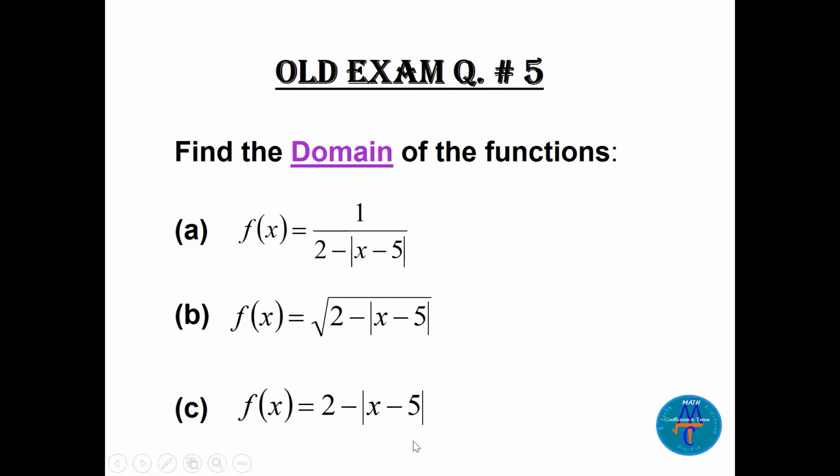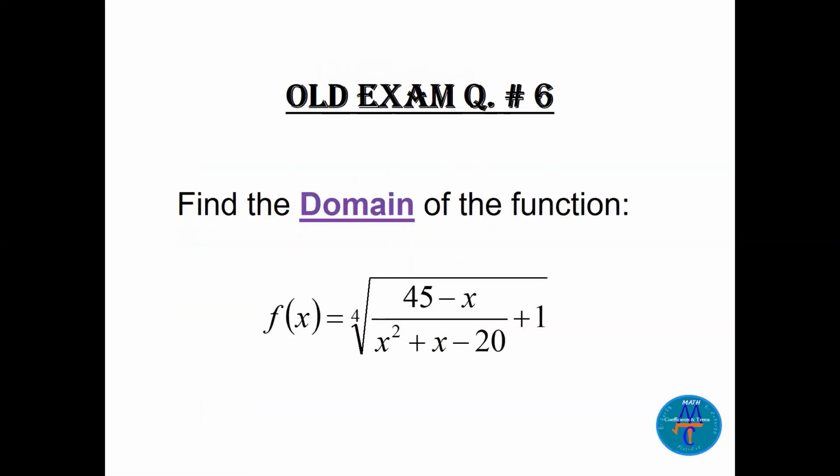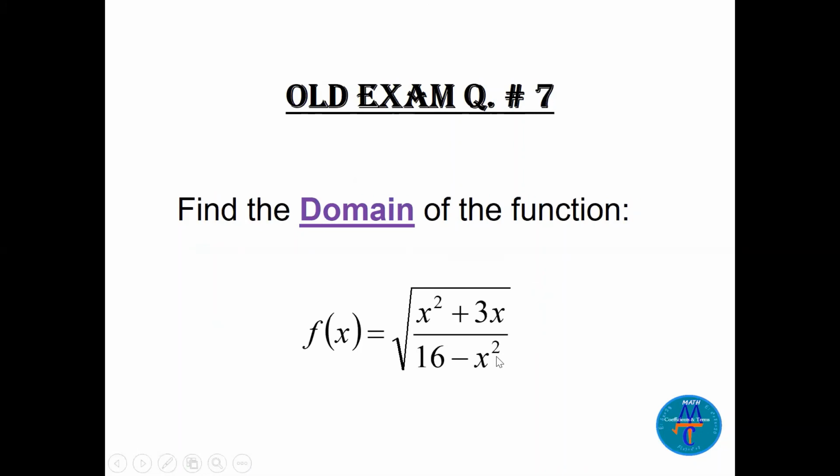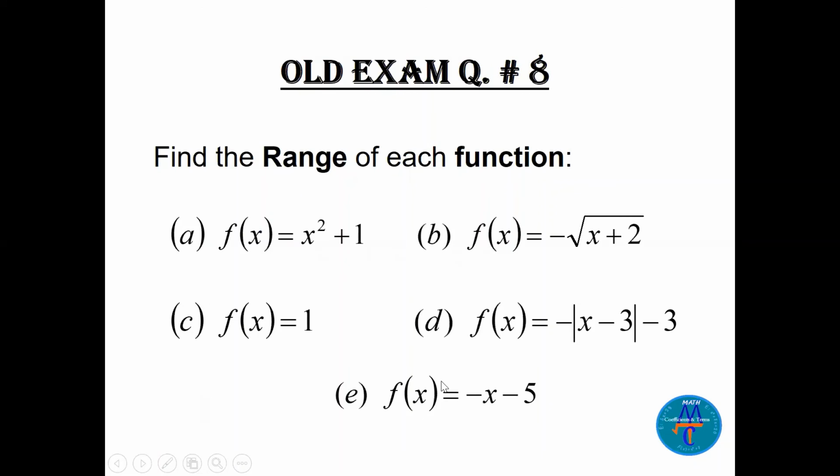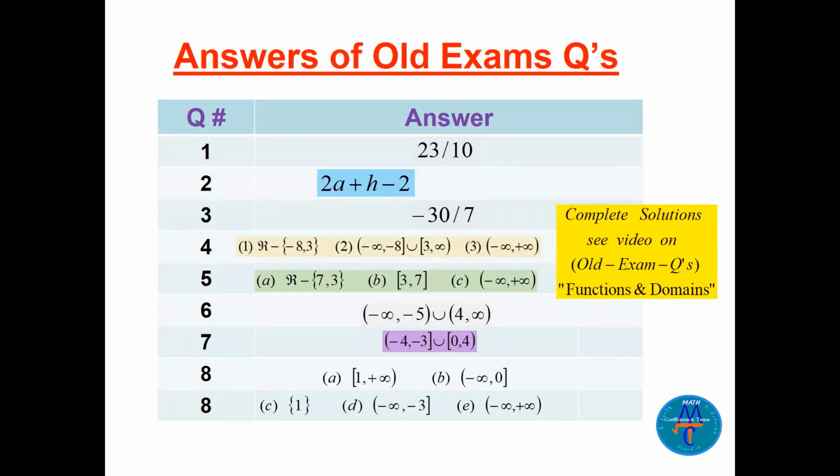Another questions here also. 1 over this in the absolute value. Square root of the absolute value without anything. Please try these in the domain. Number 6, a big domain here, 4th root of all this inside. Please try it. And then another domain, square root of all this. And number 8, find the range of each function here, 1, 2, a, b, c, d, e. There are 5, and then the answers are there.